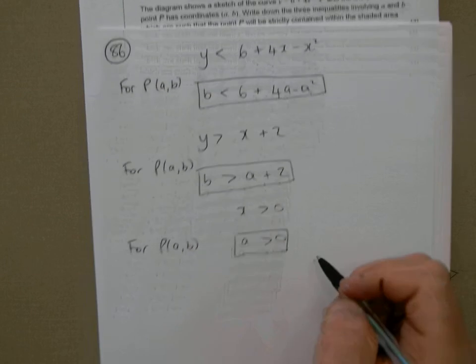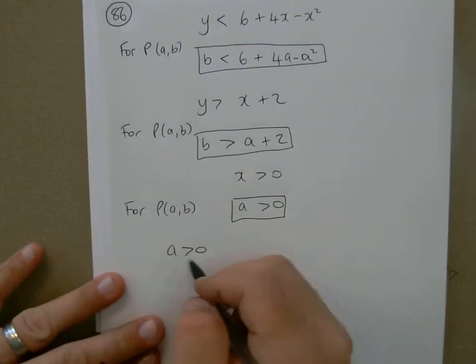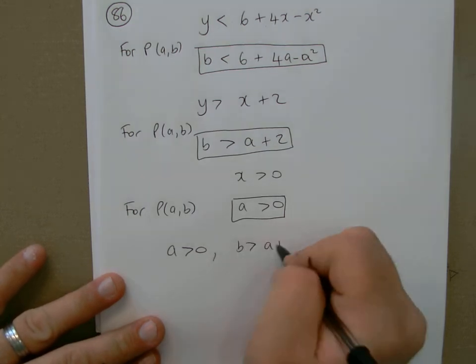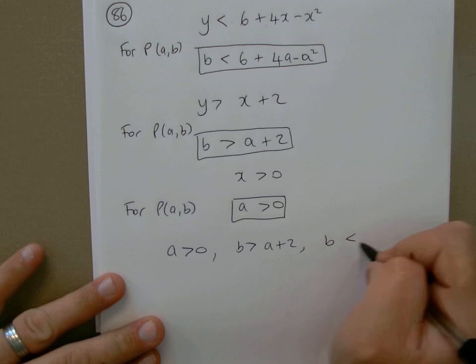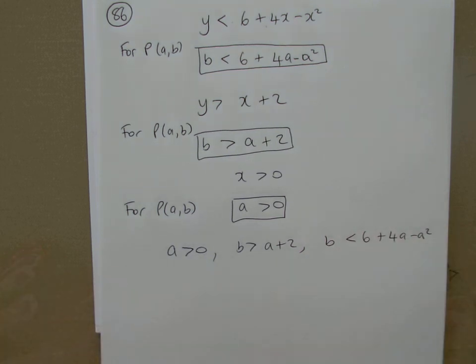So those are our three inequalities. We want A to be greater than 0, in other words we want our x value to be greater than 0. We want B to be greater than A plus 2, but we also want B to be less than 6 plus 4A minus A squared. If A and B satisfy all those three inequalities, it will be inside that shaded area.